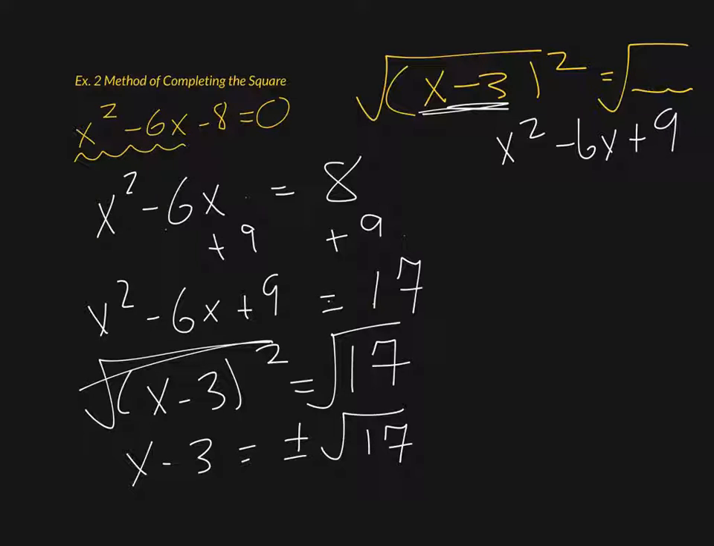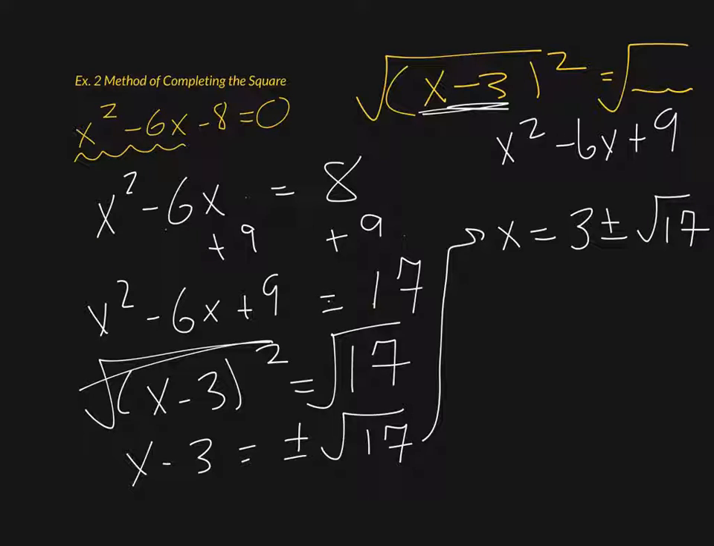Our answer is going to be x equals 3 plus or minus square root of 17. It doesn't matter the order that you put the 3 or the square root of 17 in, as long as your signs are correct. And you would do 2 equations in this case.